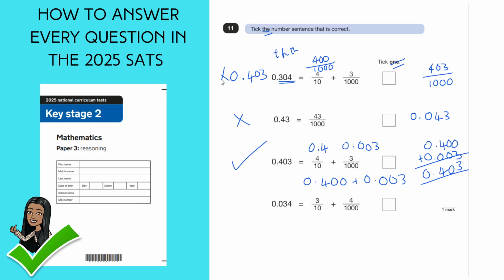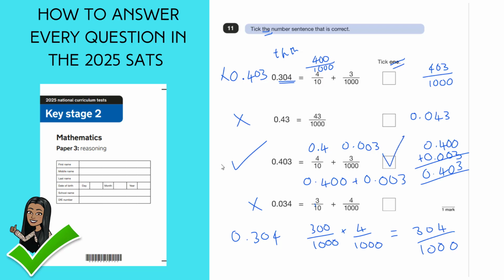So for this last one, let's change that to 1,000. So 3 over 10 is the same as 300 over 1,000 plus 4 over 1,000. That is equal to 304 over 1,000, which is equal to 0.304, and you can see that's not correct. So the one that is correct is this one, and you would tick it inside that box.